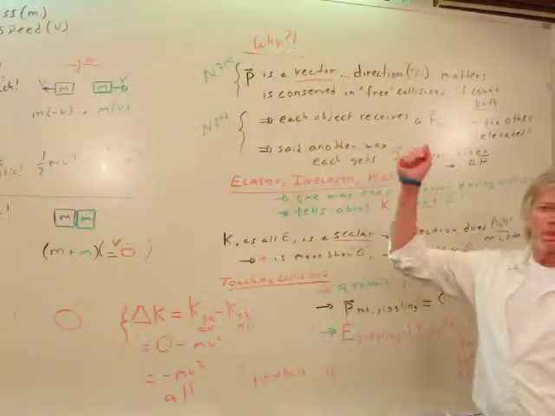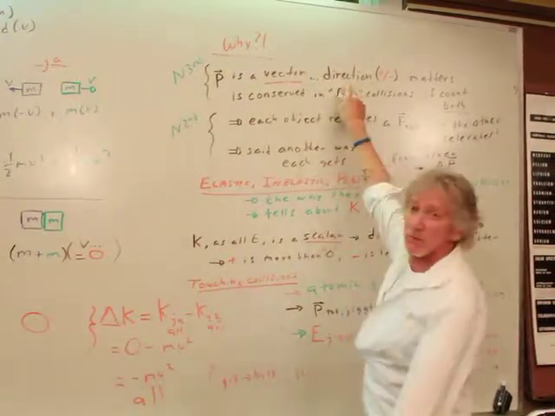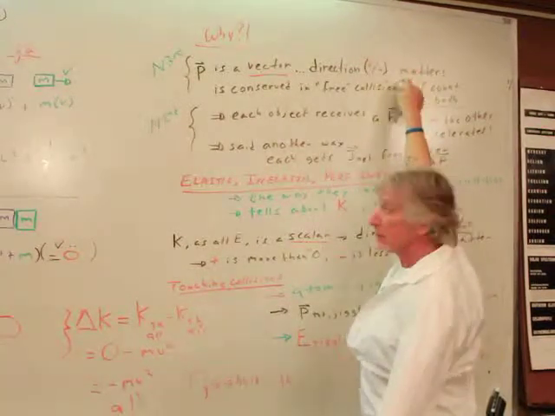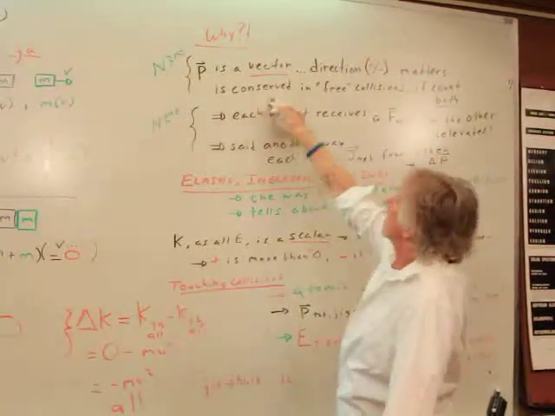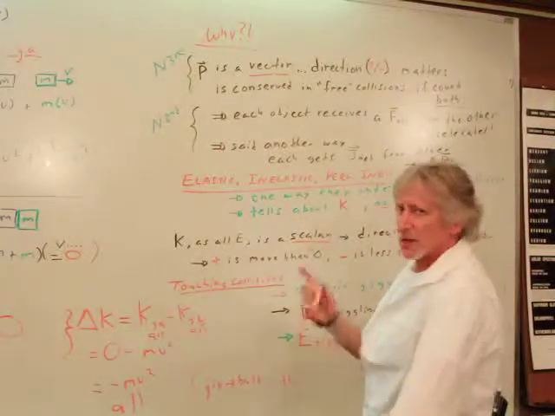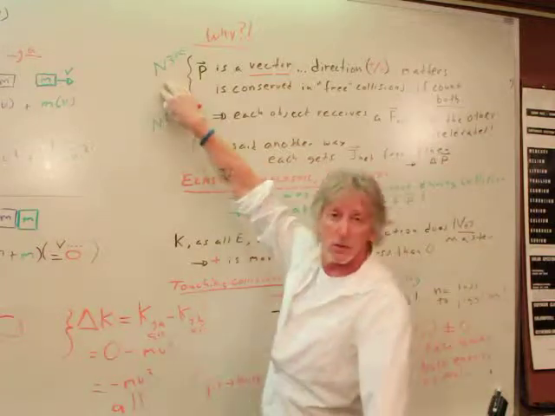Quick review. Newton's third law. You know momentum is a vector. As you've said, direction is given by plus or minus, and momentum, plus or minus, matters. Momentum is conserved in all free collisions. That means they're not held into place. They're free to move, right? If you count both objects, that's Newton's third law.